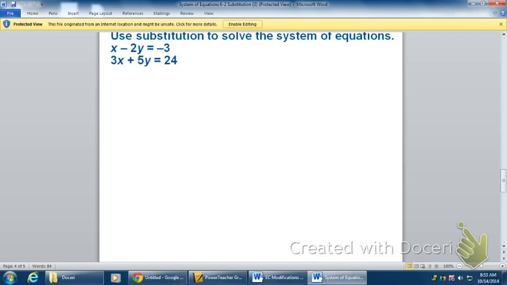So, let's go ahead and do that. Let's get that first equation solved for x. So, I'm just going to rewrite it down here. Okay, so I'm going to add 2y to both sides. x is equal to 2y minus 3. Now, since I've solved for x, I can use this equation and substitute it in for x into my second equation.